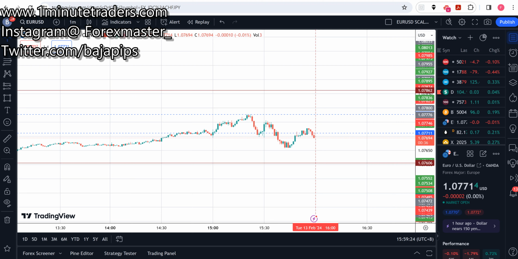Today is Tuesday, February 13th, 2024, 3:59 p.m. Eastern China time. And today I'm going to be day trading the Euro US dollar on the 1 minute chart. It's about 1 minute before London Open, and in just a moment, we're going to see if the volatility picks up.